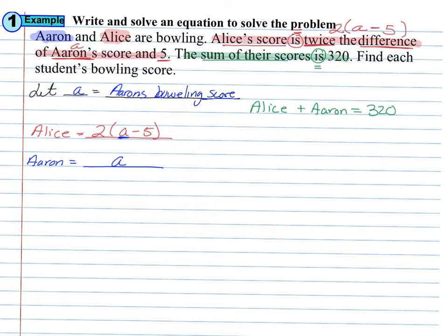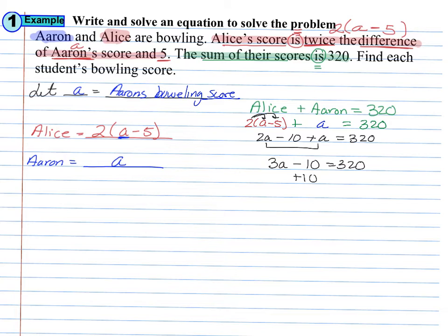Okay, now all we have to do is substitute the values. So I know that Alice is 2 times A minus 5, plus I know that Aaron is A, and if we add their 2 scores together, it was 320. Now all I have to do is distribute the 2 times everything inside the parentheses. So I'm going to have 2A minus 10 plus A is equal to 320. I'm going to combine my like terms. So 2A and A are going to be 3A minus 10 is 320.